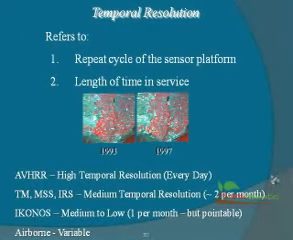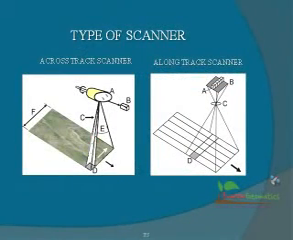Temporal resolution refers to the repeat cycle of the sensor platform and the length of time in service. Across-track scanners scan the Earth in a series of lines. The lines are oriented perpendicular to the direction of motion of the sensor platform, i.e. across the swath. Along-track scanners also use the forward motion of the platform to record successive scan lines and build up a two-dimensional image, perpendicular to the flight direction.